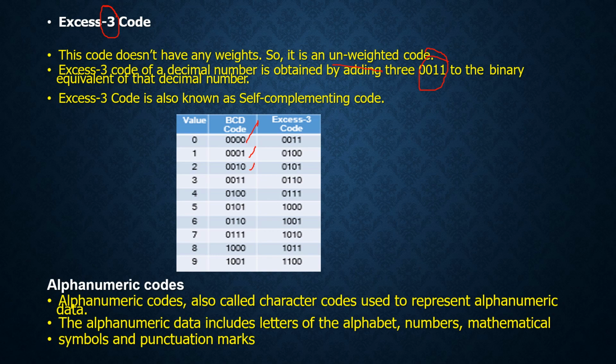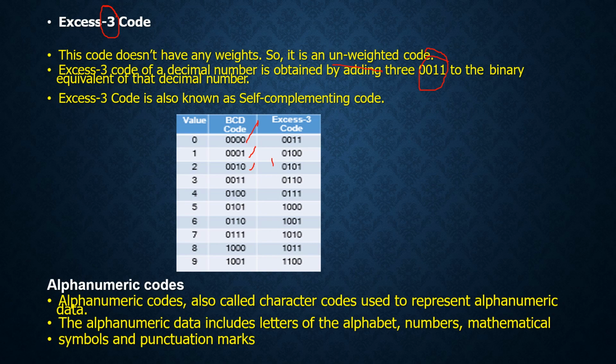So this is 0. If you add 0 plus 3, you will get only the value 3, so you are writing 0, 0, 1, 1 here. This is 1. 1 plus 3 is 4, so you are writing the equivalent value of 4 to this. This is 2. So 2 plus 3 is 5, so you are writing the fifth value here. So it starts from 3 only. Whatever the BCD value or binary value is present, if you add 3 to it, the resulting output is the XS3 code. Simple as that.